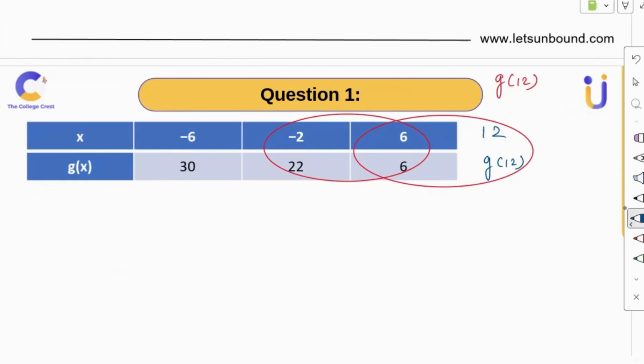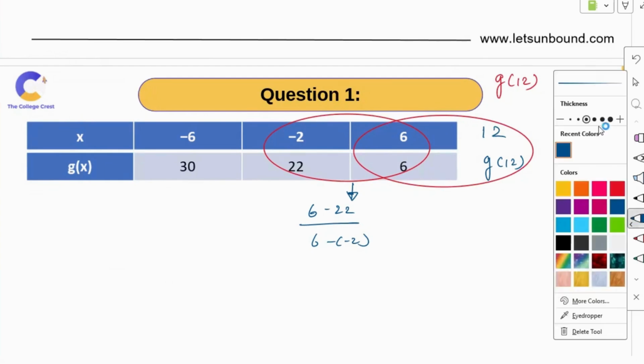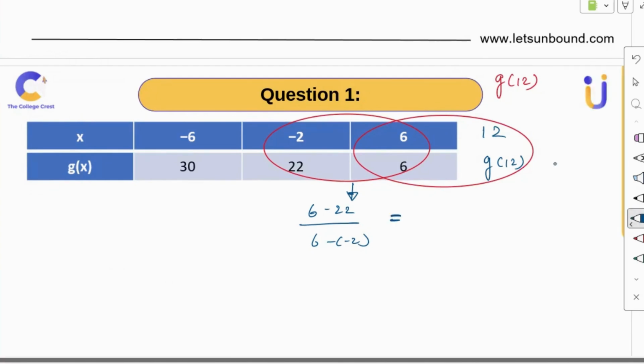So if you apply slope, change in y by change in x, right? So 6 minus 22 by 6 minus of minus 2, using these 2 points. And here, equal to g of 12. Let it be g of 12, or you can put some other variable. So g of 12 minus 6 by 12 minus 6. And simplify, you will get g of 12.